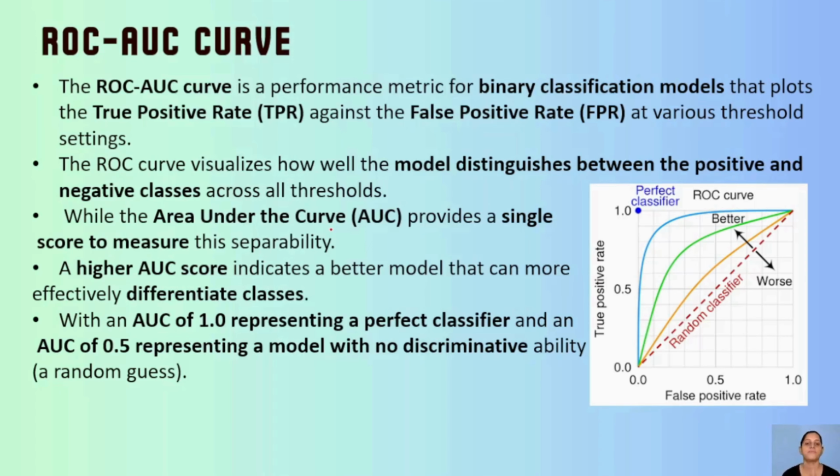However, in case of area under the curve or AUC, it provides a single score to measure the complete separation of the positive and the negative and everything. So a higher AUC score means that my model is performing better and it is differentiating the classes. AUC of 1 is represented as a perfect classifier, and AUC of 0.5 is represented as a random case by the model.